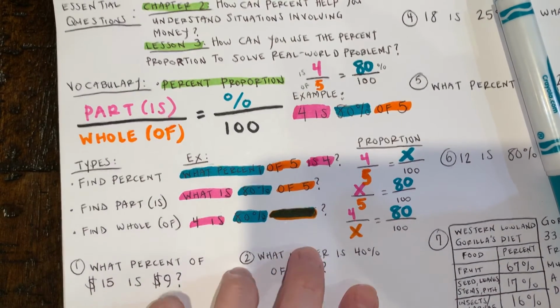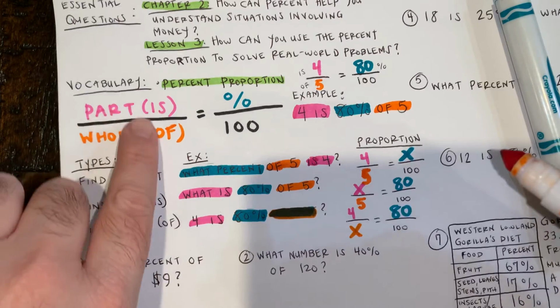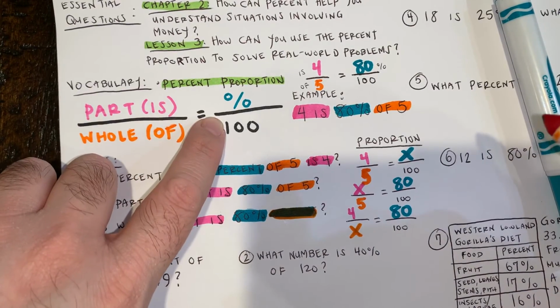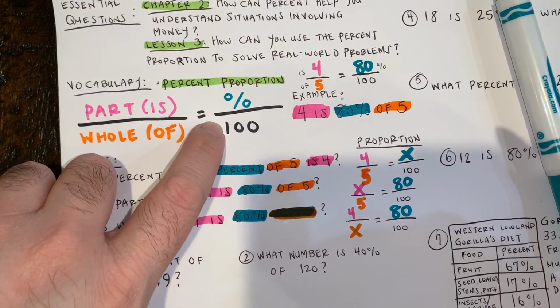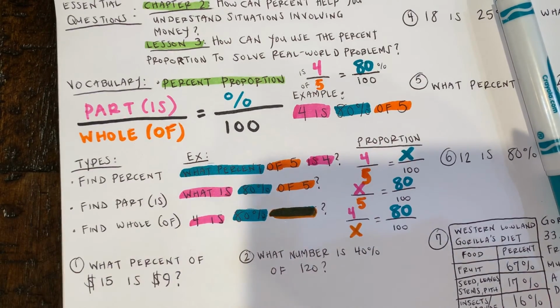That's how we're going to be setting this up. Is over of equals percent over 100. Whatever is missing is going to be represented by the letter x, and that's how we solve these.